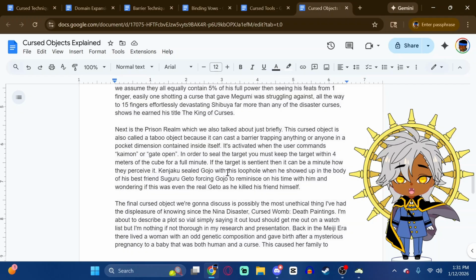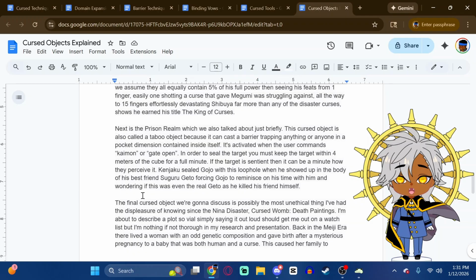And Kenjaku sealed Gojo with this as a loophole because he's in the body of his best friend Suguru Geto. He forced Gojo, by seeing him, to pretty much reminisce on all his time with Geto, which forced Gojo to perceive more than just a simple minute of time. So rather than having to stand there for a whole minute, he basically made Gojo himself perceive a minute in an instant, basically trapping him.